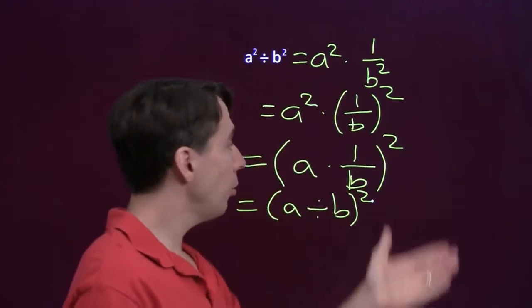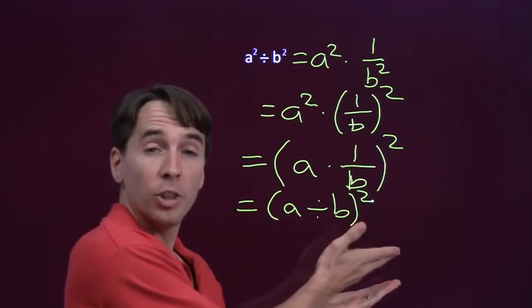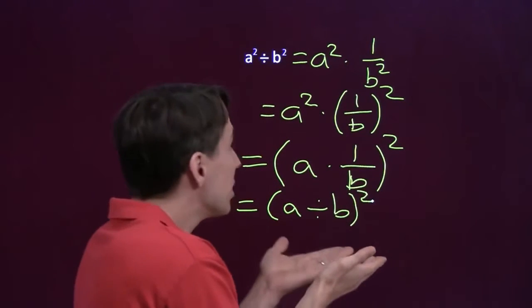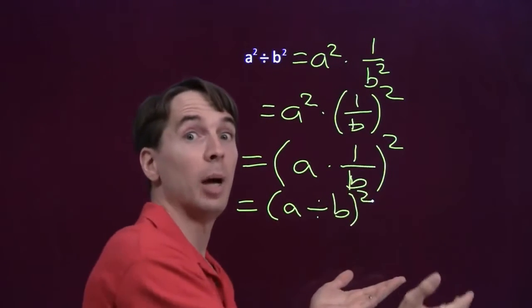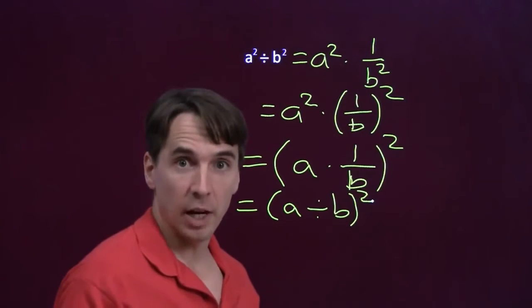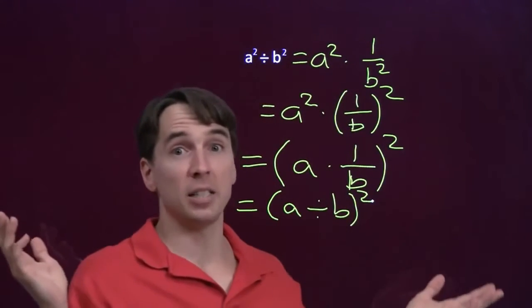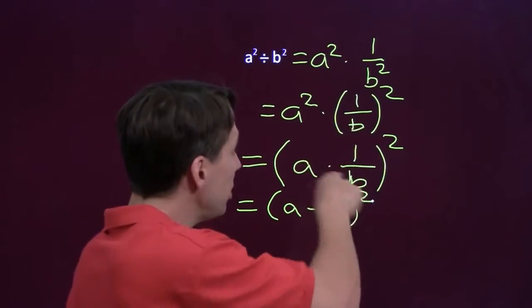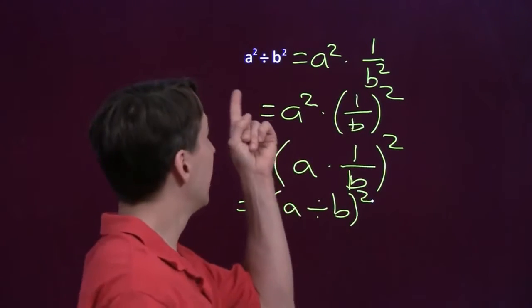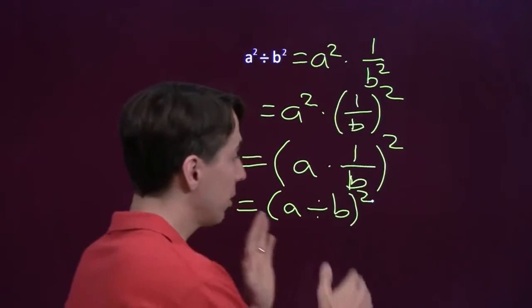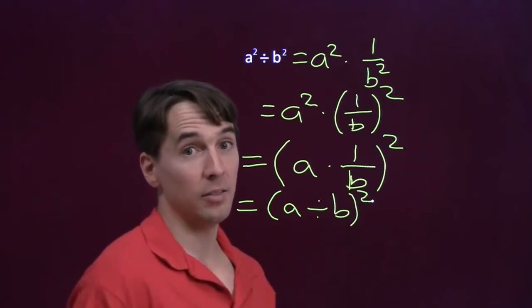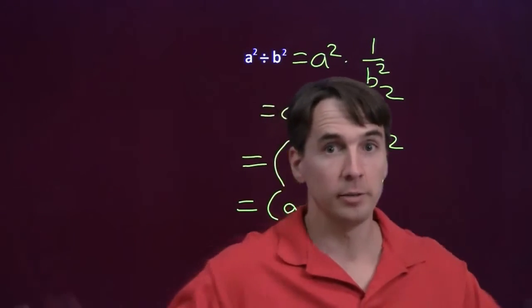Now, if you look closely at all these steps, there's nothing special about the 2's. We can take all the 2's, replace them all with 3's, and all the steps are still the same. And we'll see that a cubed divided by b cubed is the cube of a divided by b. And if we go through and replace all the 2's with any positive integer n, we'll see that a to the nth divided by b to the nth is the nth power of a divided by b. And we're done.